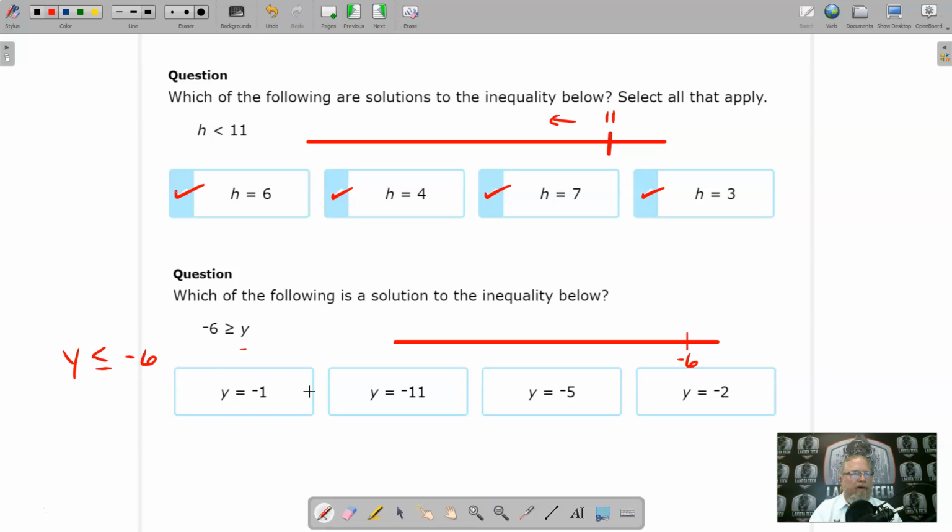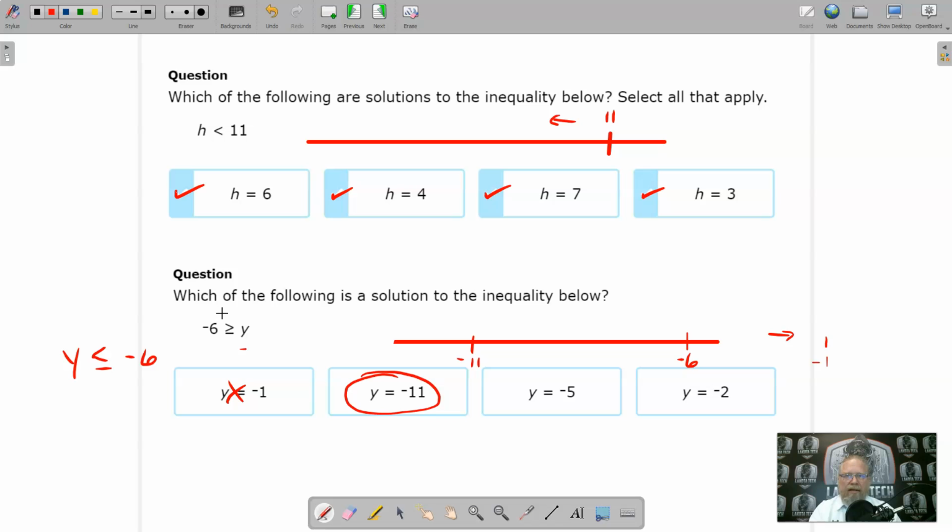What about -1? Well, on a number line, -1 would be over this place, right? -1 would be to the right of -6. So this is not a solution. That would create a false statement. What about -11? Well, -11 would be down here someplace, right? -11 indeed is less than -6. So this is a correct answer.